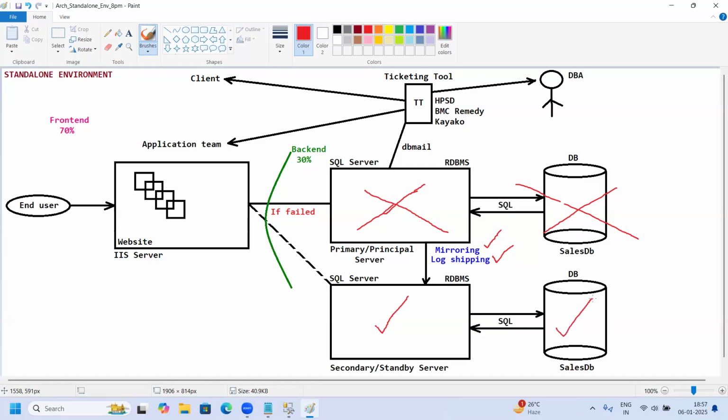Parallelly. Why? That is what the topic is. Accidentally, if it fails, automatically it will switch over. It will switch over from primary to standby. You know about this, right? Example I'm giving.